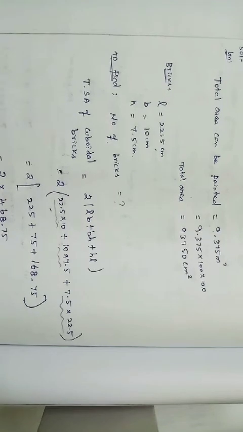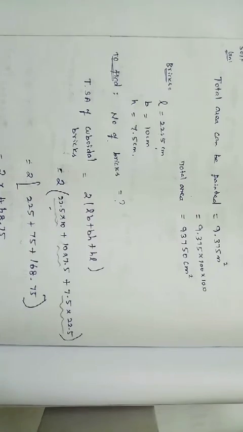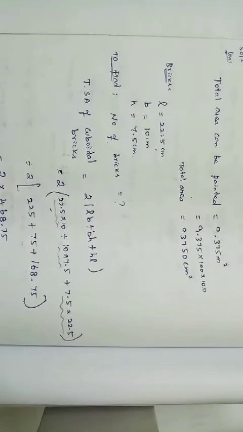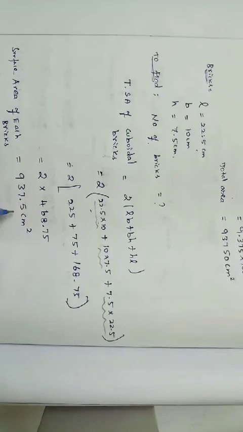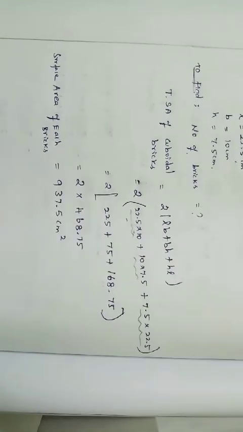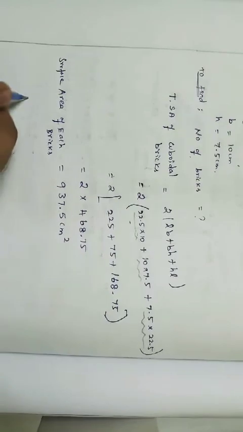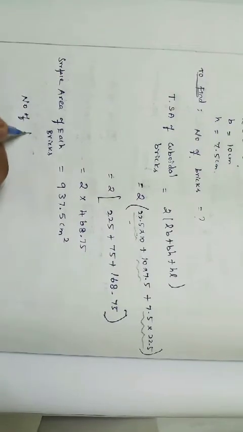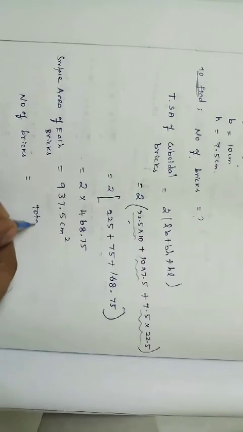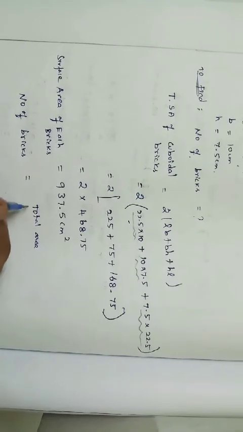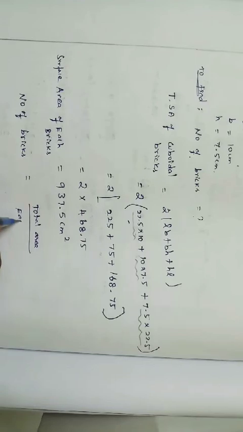So the surface area of each brick is equal to 937.5 centimeters square. Now what are we going to find? The number of bricks. So number of bricks is equal to total area by each area.